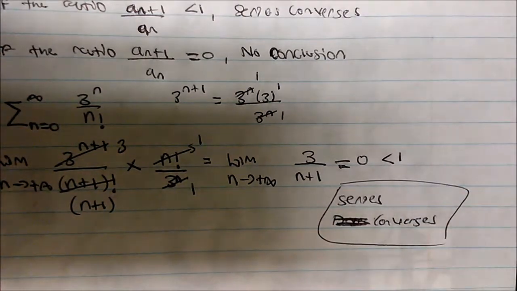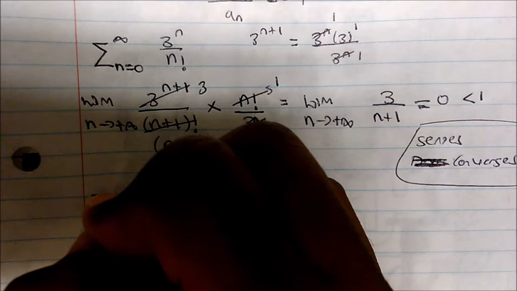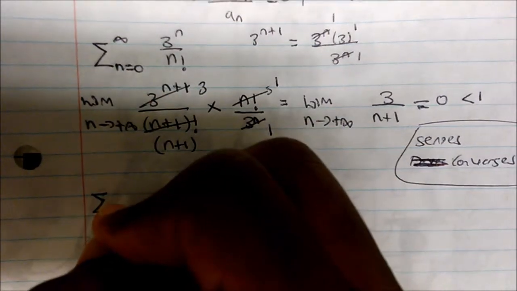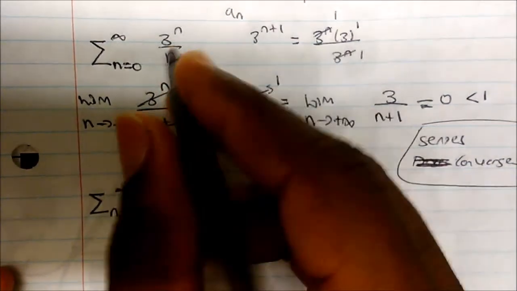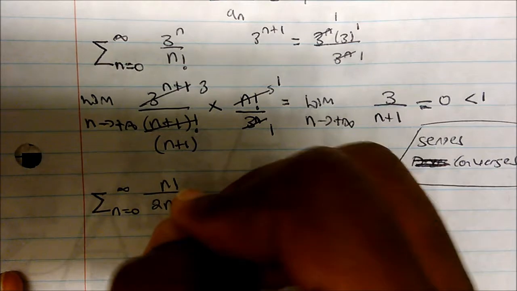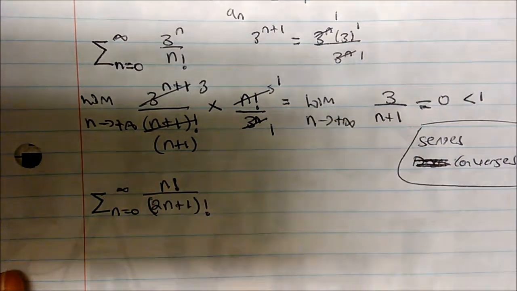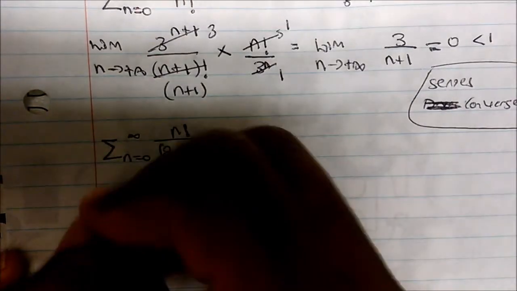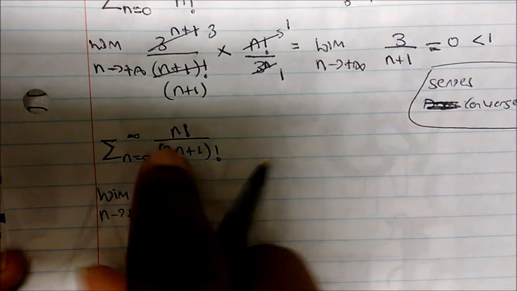Okay, so let's look at another one. What if we're given this series where n is equal to 0 to positive infinity of, let's say, n factorial divided by (2n plus 1) factorial? Again, I'm going to take a limit as n goes to positive infinity of a_(n+1). So everywhere I see n, I'm going to plug in n plus 1.